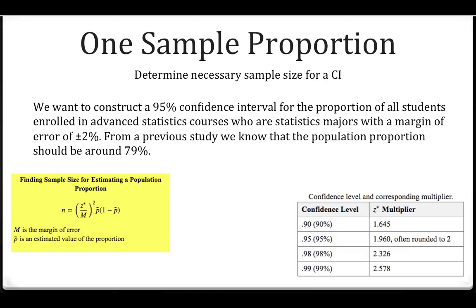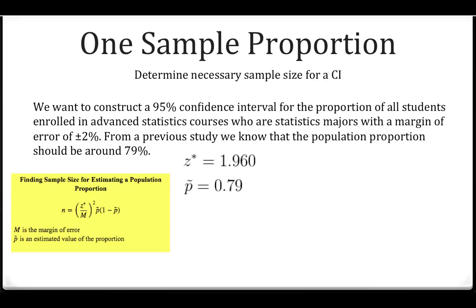The Z multiplier, again, a 95% confidence interval is going to be the most common confidence interval with a Z multiplier of 1.960. We have an estimated value of the population proportion. In this case, we were given a percent, 79%. Remember that you need to change this to a proportion. A proportion must be between 0 and 1.00. So in this case, this translates to 0.79. Our margin of error was given to be 2%, which we can translate to a proportion of 0.02.